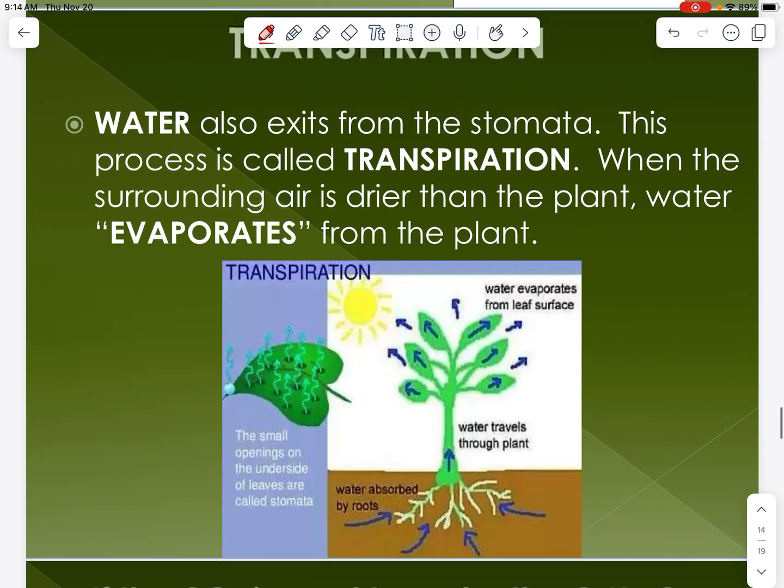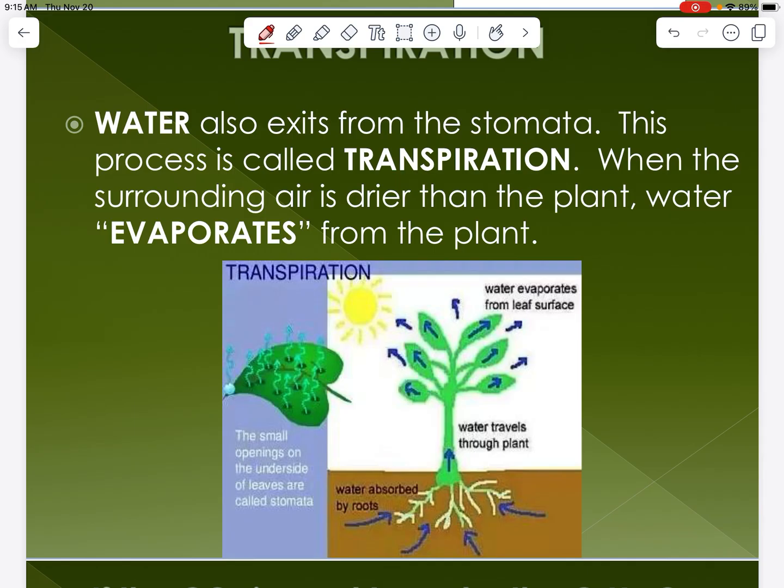Now, transpiration is what we did with the celery in the class. With the celery, I put red dye and blue dye, depending on what class you had. But you could see where water also exists in the stomata. This process is called transpiration. When the surrounding air is drier than the plant, water evaporates from the plant. And so that's what you guys were really seeing, as the water evaporated from the plant, more was drawn up from the glass.